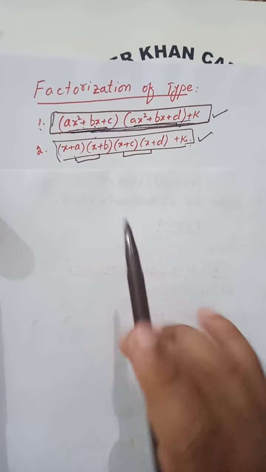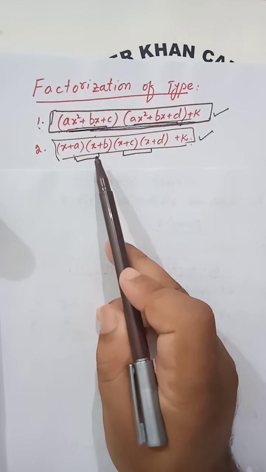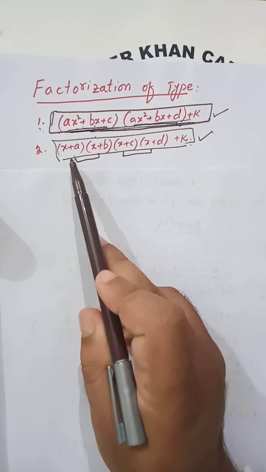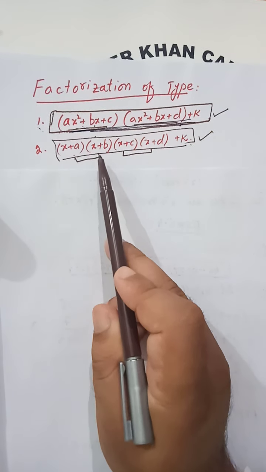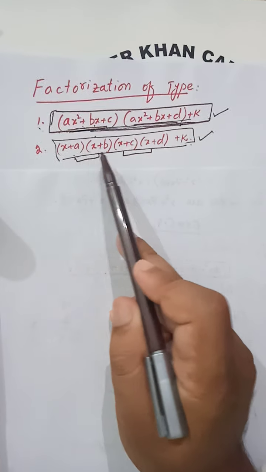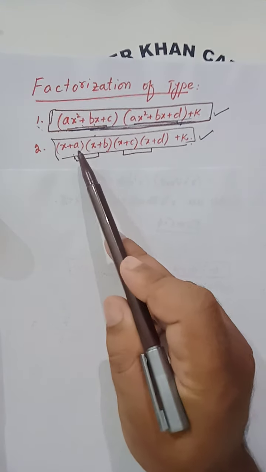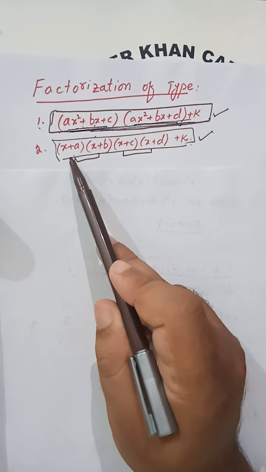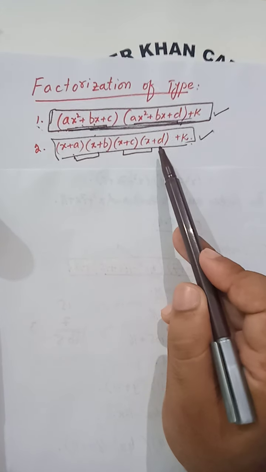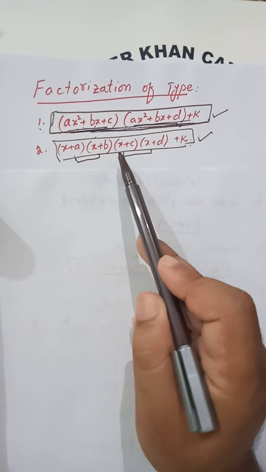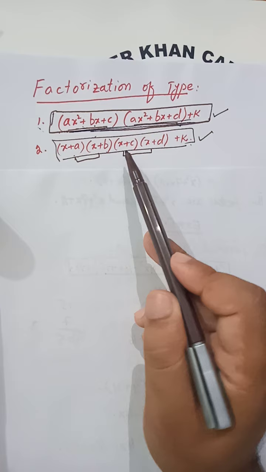here I explain the point that if I write x plus a with x plus b in product, and x plus c and x plus d in product, then remember the addition of a plus b must equal c plus d. If the addition of a and d is equal to the addition of b plus c, then I will write x plus a and x plus d in multiplication and x plus b and x plus c in multiplication.